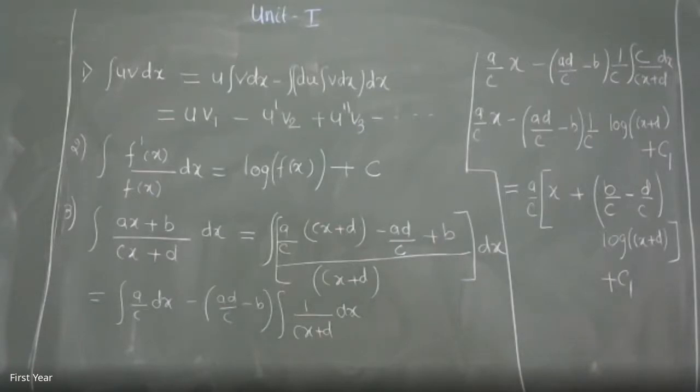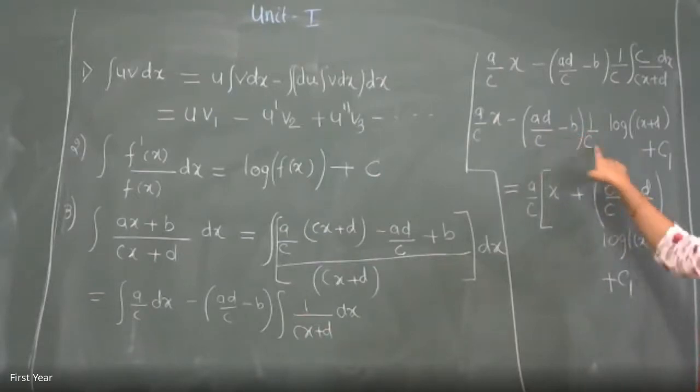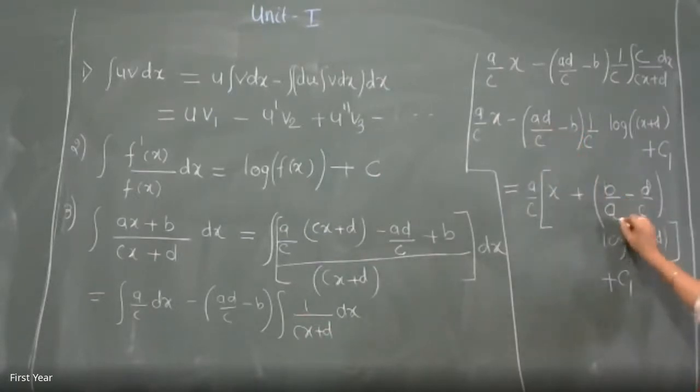Yes, one more thing I think we have skipped. Something is wrong here. I have taken A by C common, now there is no A by C over here. C is there, but A is not there. So it is B by A, not B by C.